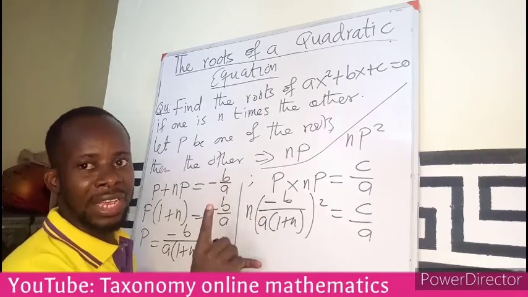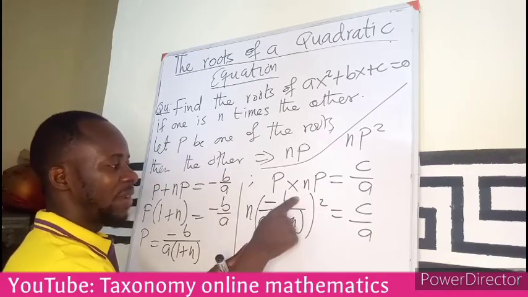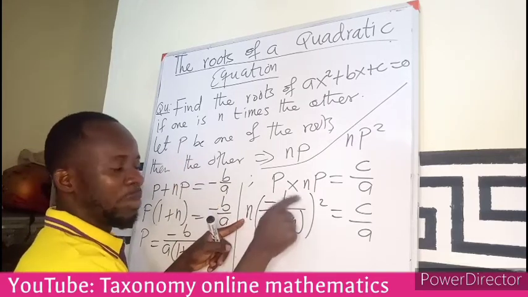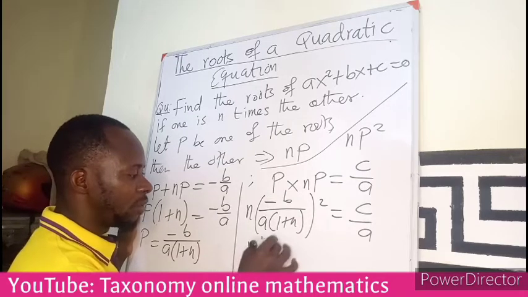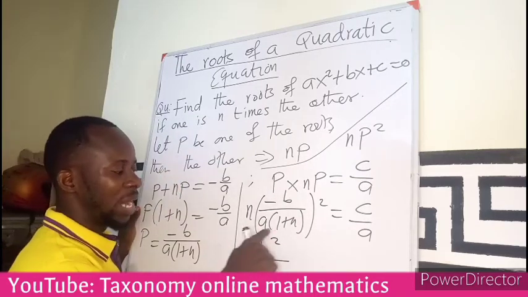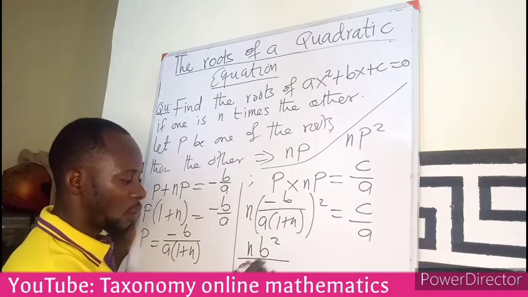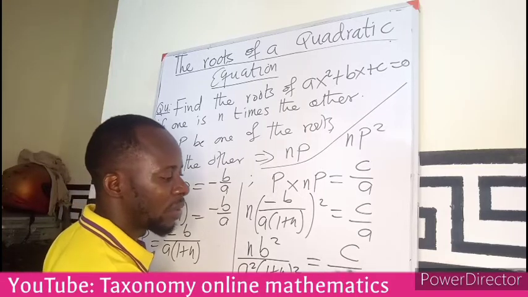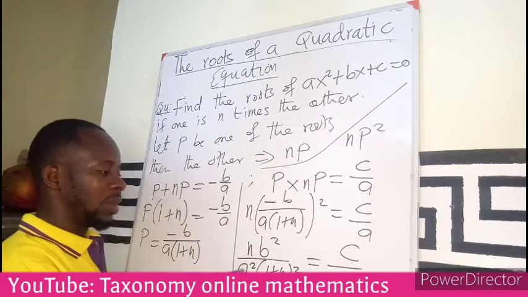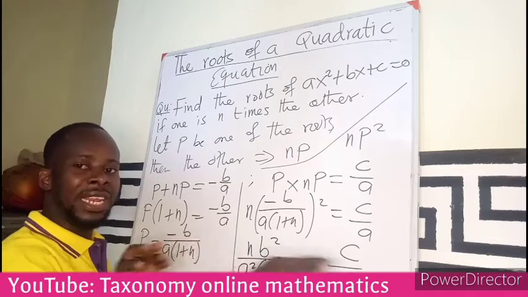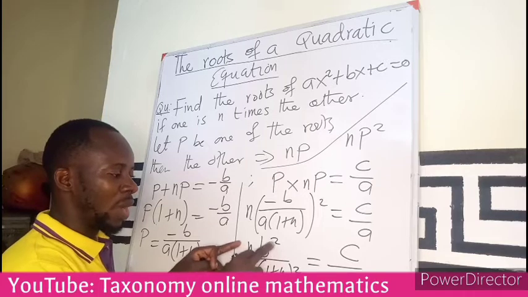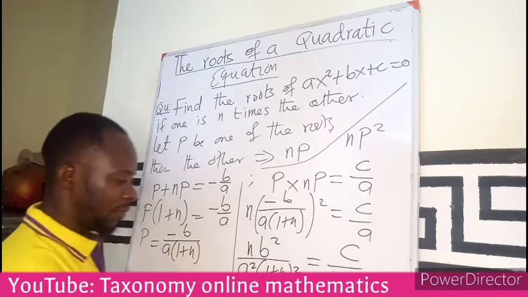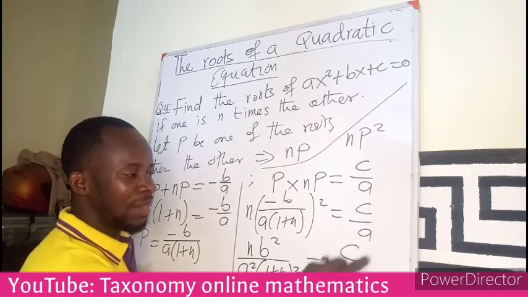From here, under indices, since the square is here, it affects both the numerator and the denominator. Negative b squared becomes positive. Multiplying directly, we get n b squared over a squared (1 plus n) squared, all equal to c over a. Now I want to get a linear equation, so I want to make this the subject. It means this is going to multiply, and it will multiply not the a, but rather the c.